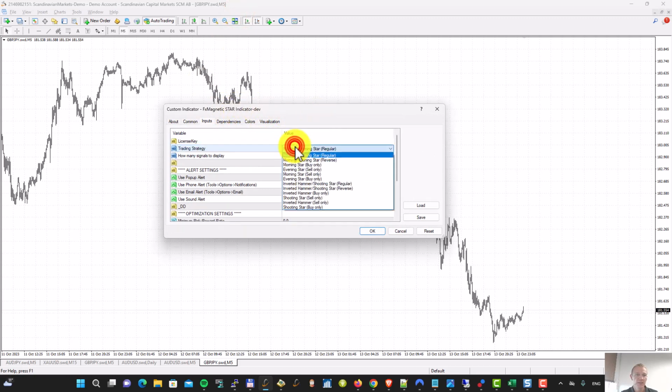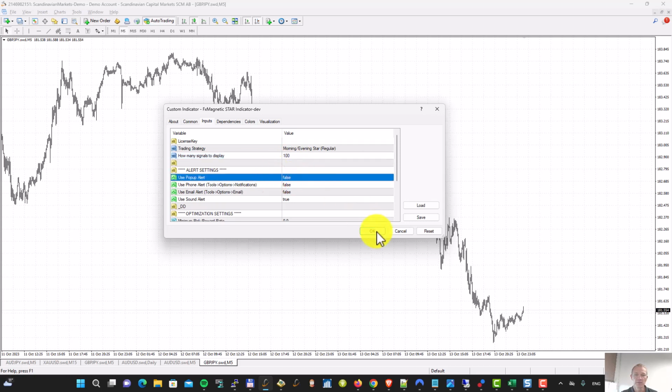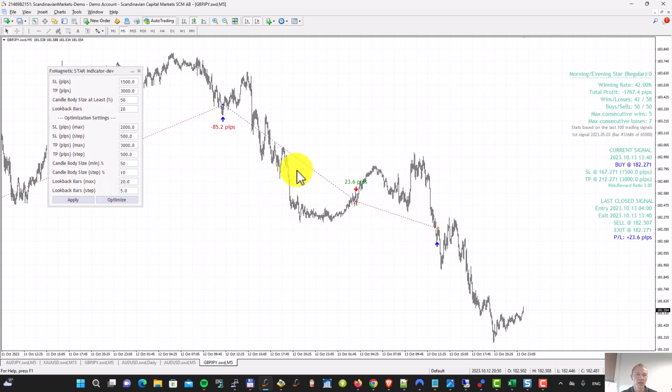Next we pick the strategy. There are multiple trading strategies available, and then we pick how many signals we want to display on the chart. I will go with 100. And I will disable pop-up alerts for this demonstration. So I click OK. It just drops on the chart with some default settings. Usually they are zeros like that.